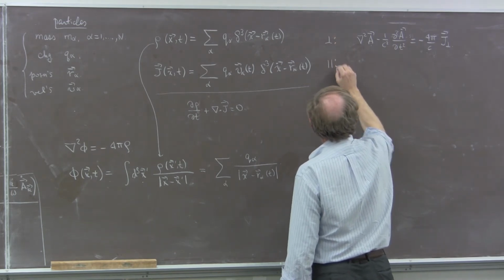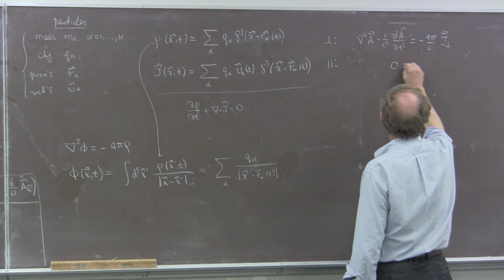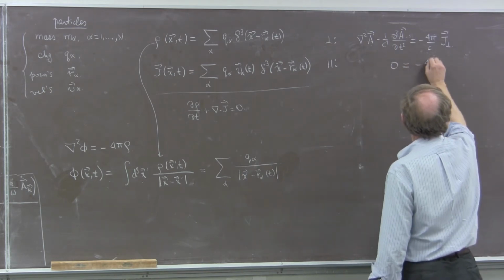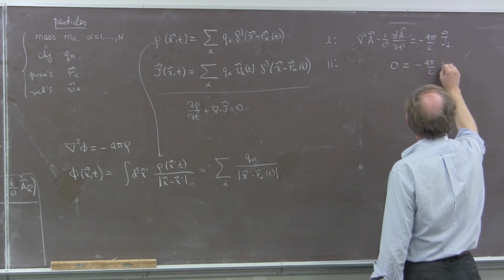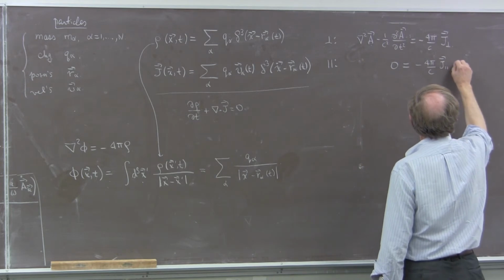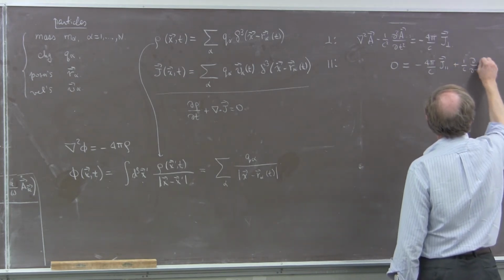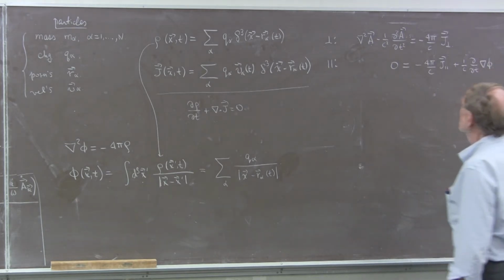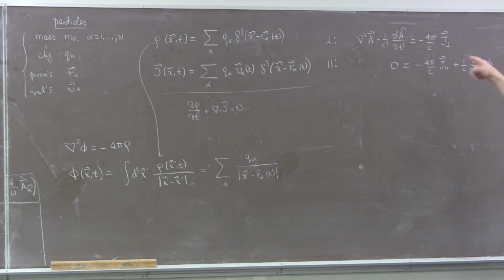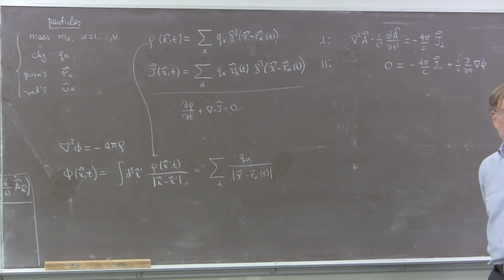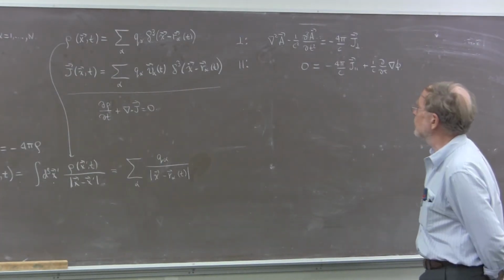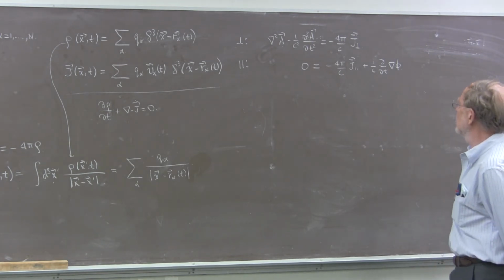If we take the longitudinal projection, the entire left-hand side is 0, and the right-hand side becomes minus 4 pi over c times J longitudinal plus 1 over c d/dt of the gradient of phi, which is also purely longitudinal. So these are the two equations that come out of the vector potential part of Maxwell's equations, written in terms of the potentials, working in Coulomb gauge.